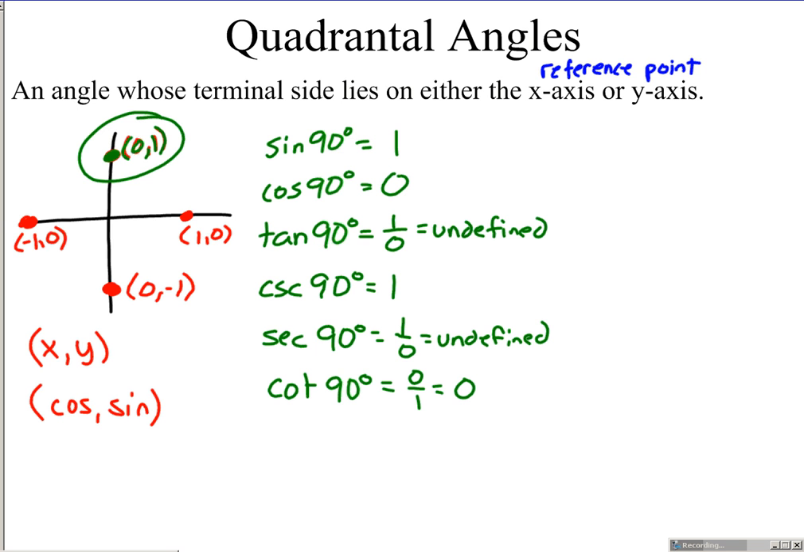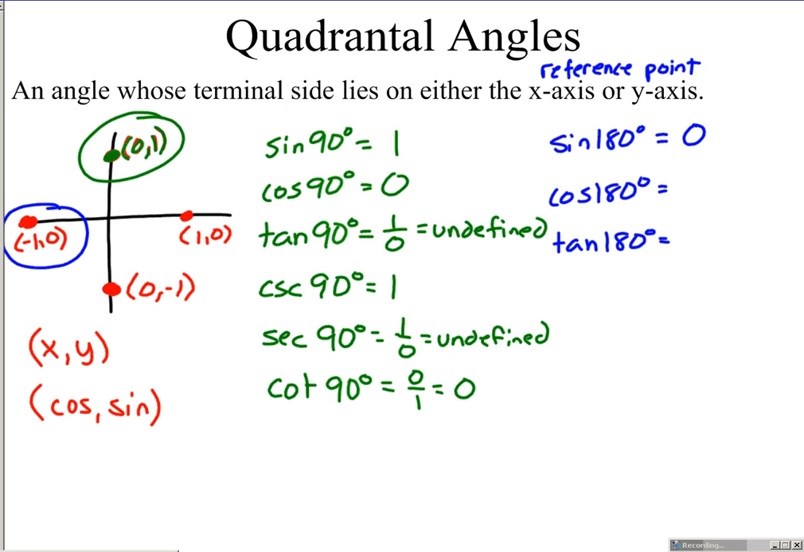Let's do one more. Let's look at a 180-degree angle. So if I rotate 180 degrees, I end up at that ordered pair right there. Sine, cosine, tangent. Let's find those 3 first. Sine is the y coordinate. So the sine of 180 is going to be 0. Cosine is the x coordinate, negative 1. Those 2 should be easy. Now the other 4 then come from knowing your identities.